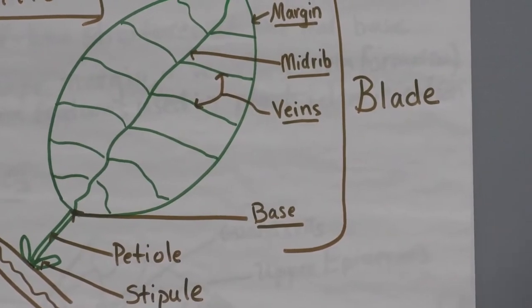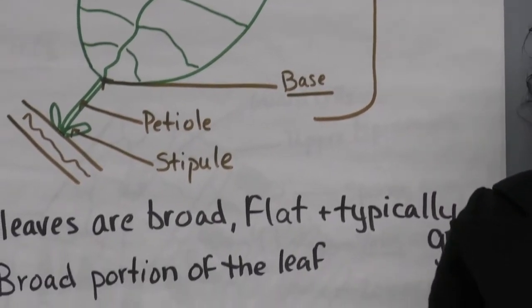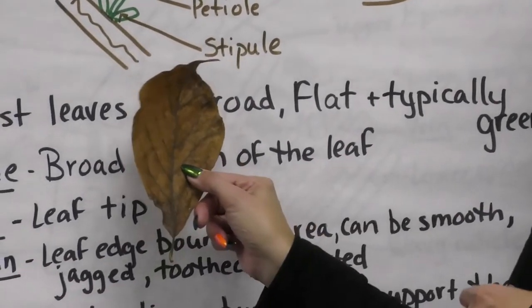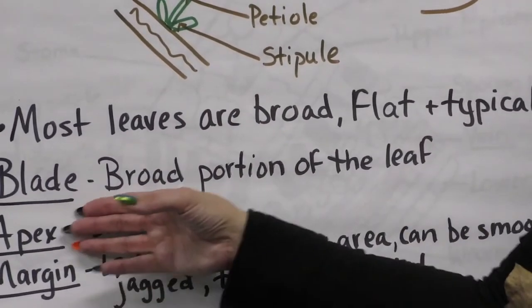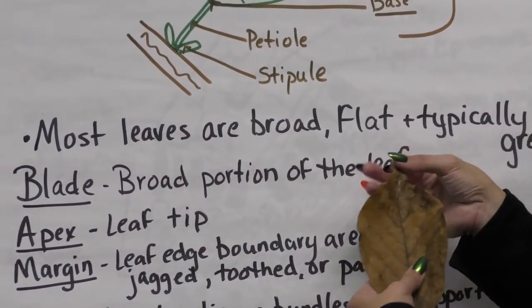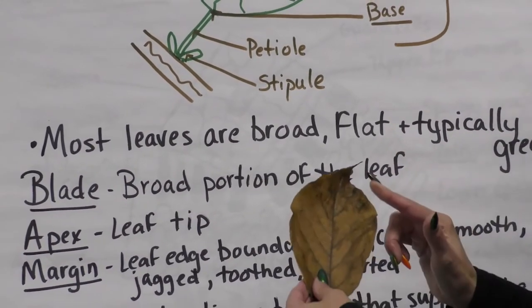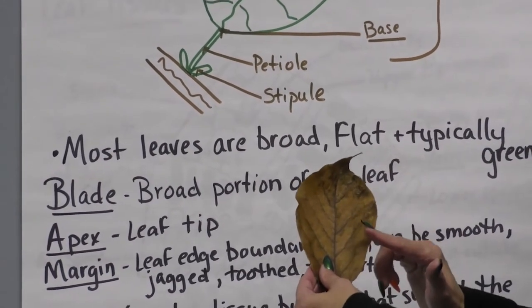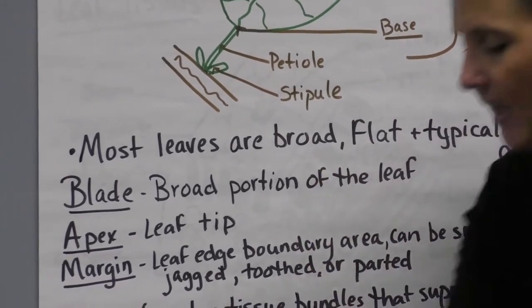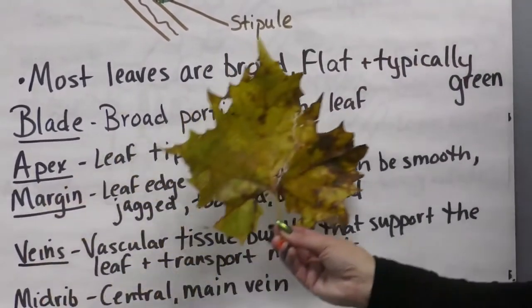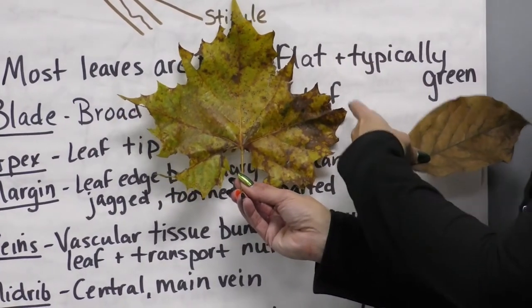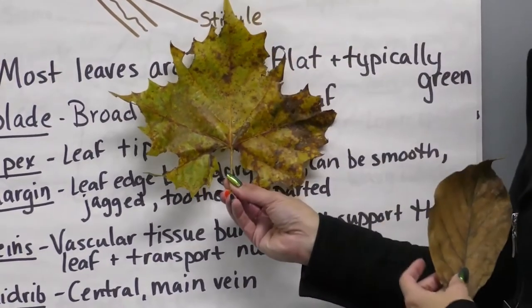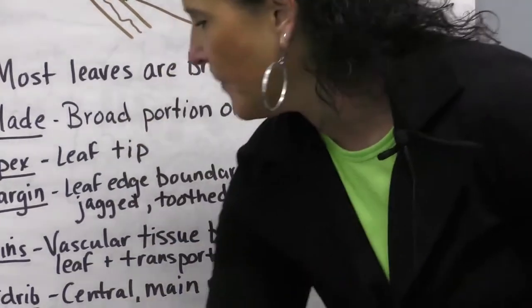Most leaves are broad and flat and typically green when they're photosynthesizing. This one has already lost its chlorophyll because it has fallen from the tree recently. The blade is the broad portion of the leaf. The apex is the tip. The margin is the leaf edge. And it can be smooth, jagged, as in this leaf. If we look at the edge of this one, can you see the difference? How this one's kind of lobed. This one's very jagged along the edge. But that's still the margin of that leaf.